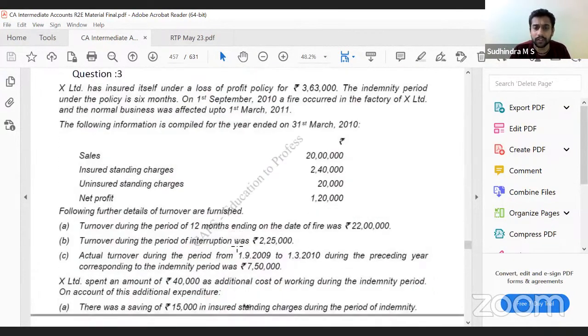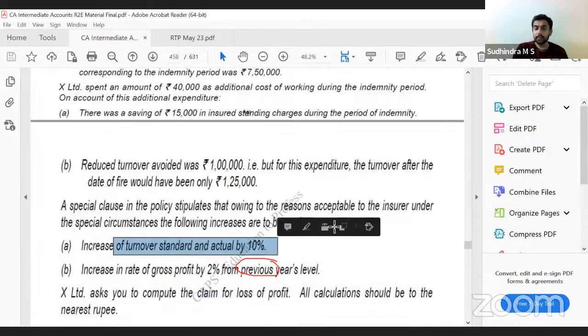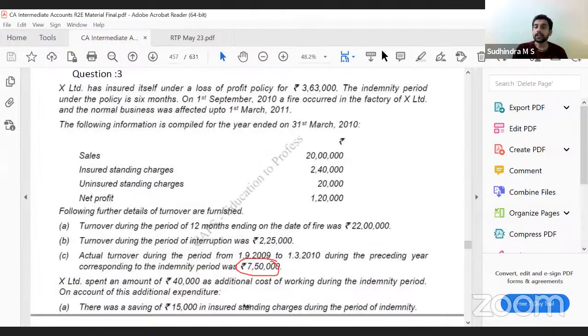A similar problem we have solved in the class. How do we calculate short sales? First, identify the sales of last year, same period: 7,50,000. What is the trend that I have to adjust? 10%. So 7,50,000 plus 10% gives 8,25,000, minus actual sales 2,25,000. So short sales are 6 lakh.